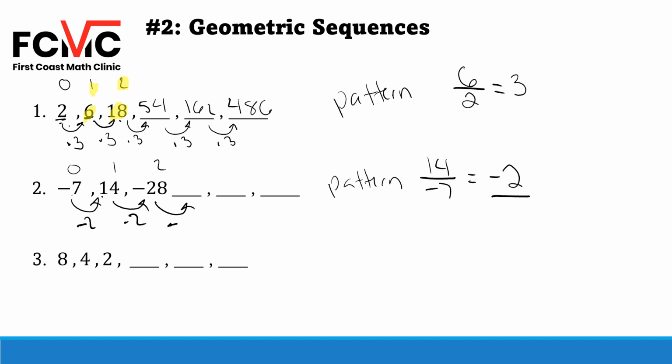Times -2. The clue that we have a negative value is, if we look at the pattern, we have negative, positive, negative. So we know our signs have to change here. So we should have 56 here, -112, times -2, and then times -2 again and get 224.